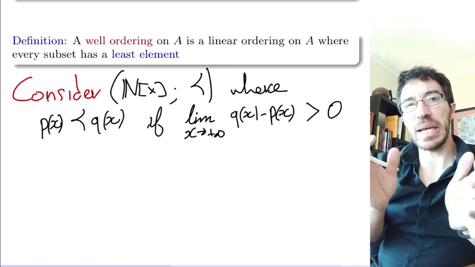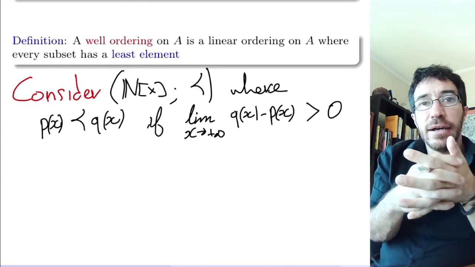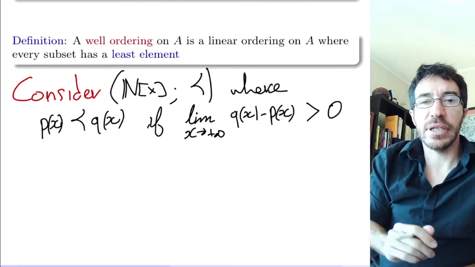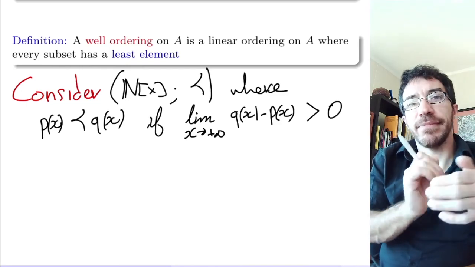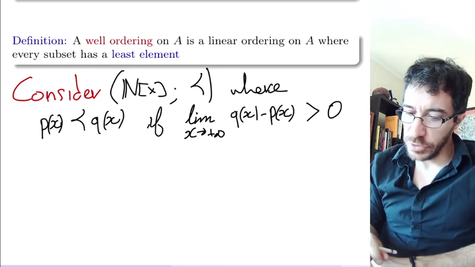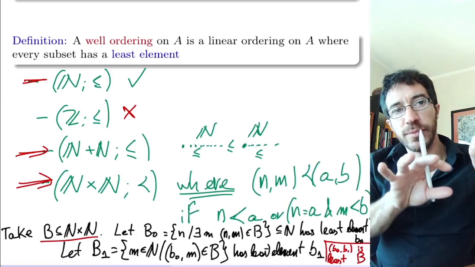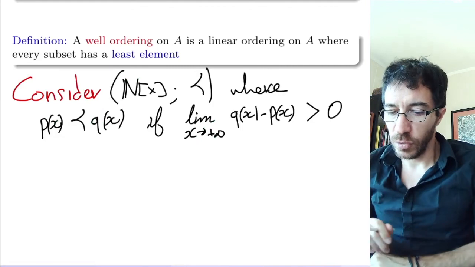Of course, if you have a sublinear ordering of a well ordering, if you restrict it to a smaller set, you still have the property that every subset has a least element, because a subset of a subset is still a subset. And here we get the natural numbers being smaller than n plus n. They're getting larger in terms of well orderings in here.